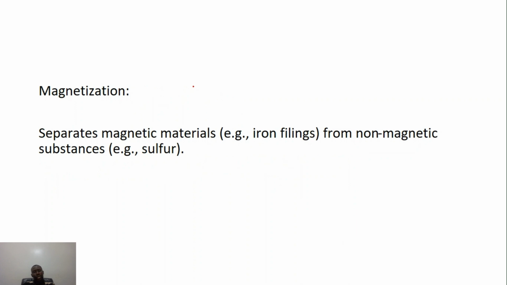Magnetization is used when magnetic substance is mixed with non-magnetic substance. Okay, when a magnetic field is applied, the magnetic substance can be gotten back.